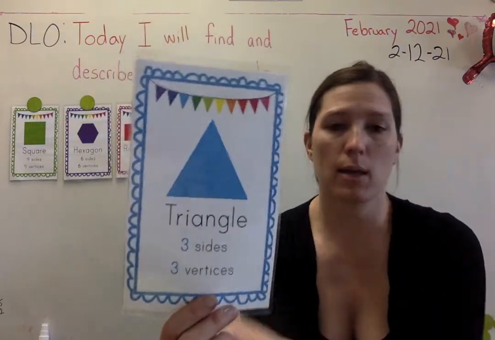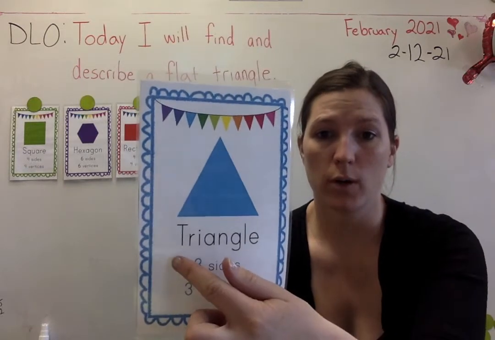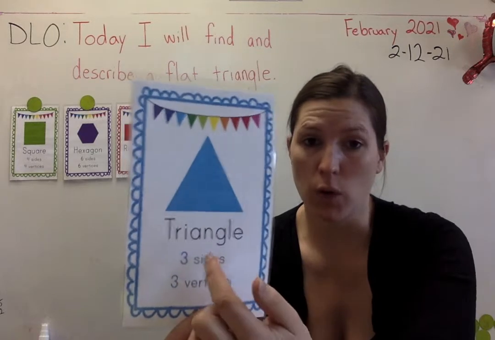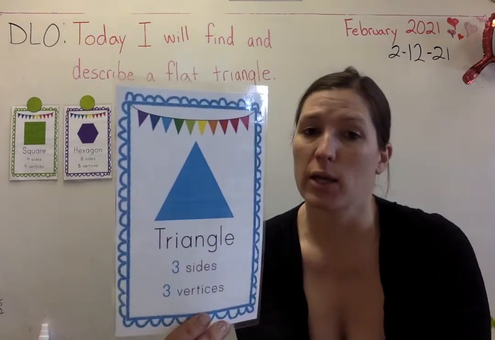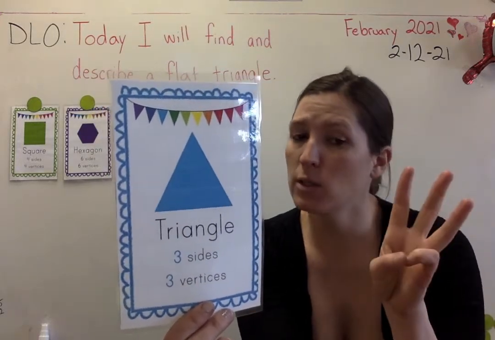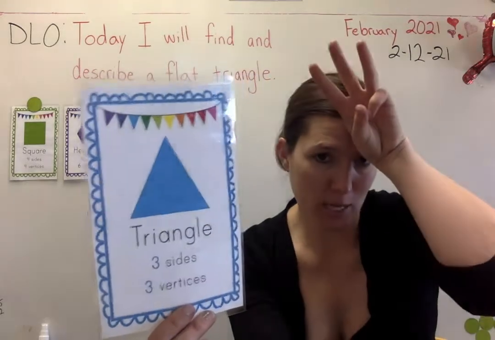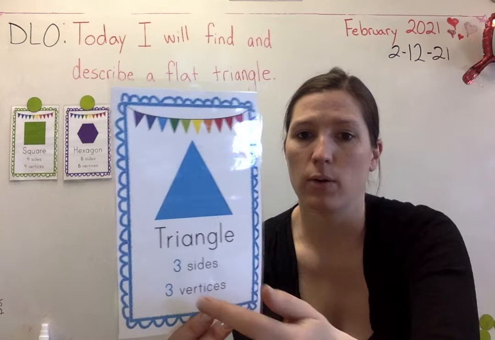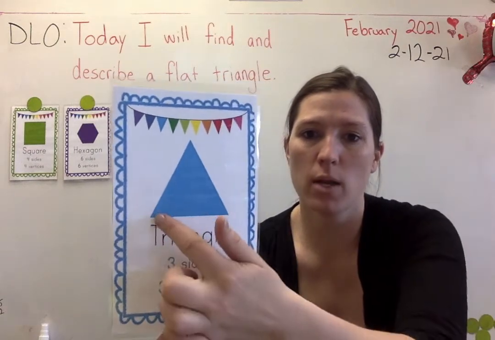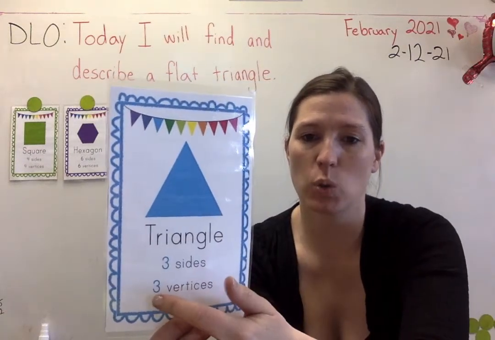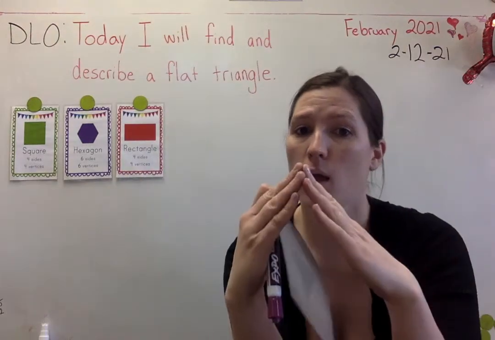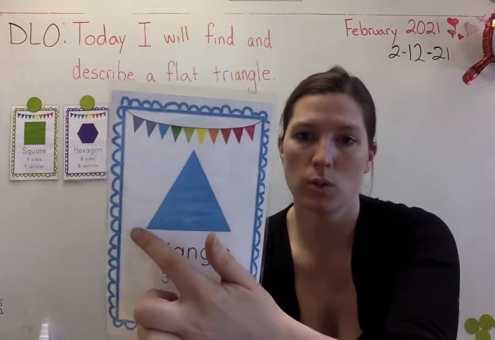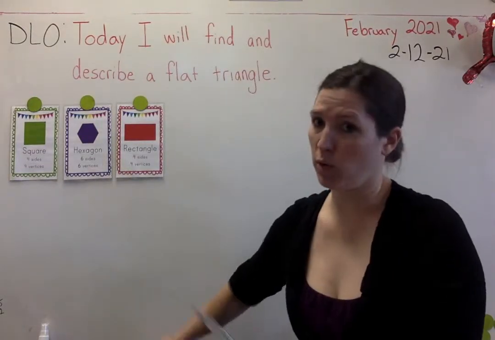Triangle. Say triangle. The word tri means 3. I guess a syllable. Tri. Tri means 3. So like a tricycle has 3 wheels. A triceratops dinosaur has 3 horns. Triangle. It has 3 sides. 1, 2, 3. And it has 3 vertices. A vertice is the corner. 3 corners. 1, 2, 3. And that's the shape we're going to focus on today.